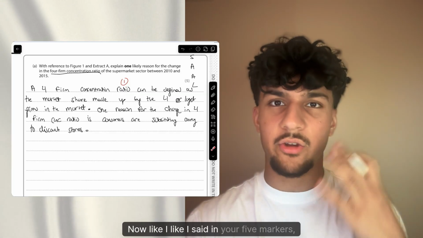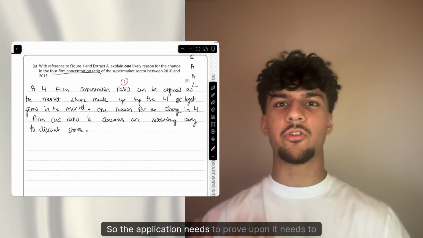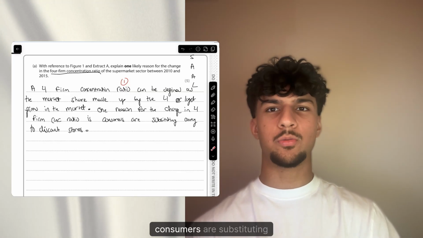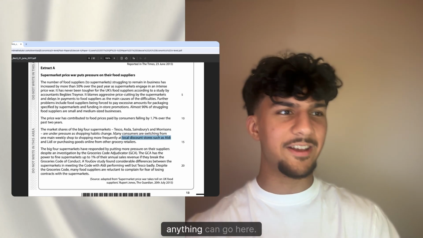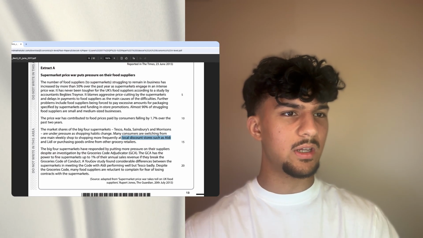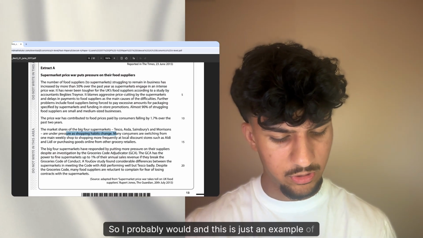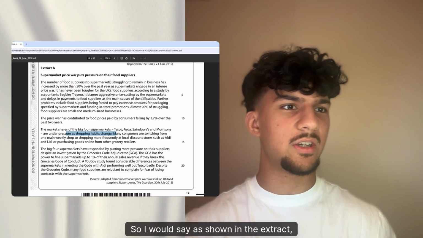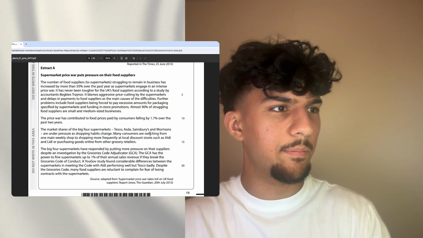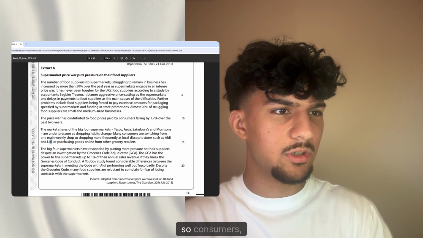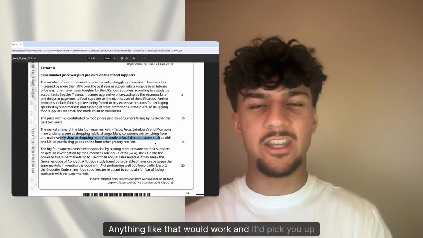Now, like I said, in your 5 markers, 1 mark is reserved for application. So where am I going to get this application from? The application needs to prove my point. It needs to prove why consumers are substituting away from the 4 firms. So anything can go here. Even at the start of the extract, it says shopping habits are changing. This is just an example of how I would do it. I would say, as shown in the extract, it says consumer shopping habits are changing, or you can even quote this line here, line 14 I believe: consumers are shopping more frequently at local discount stores. Anything like that would work, and it'd pick you up the application mark.